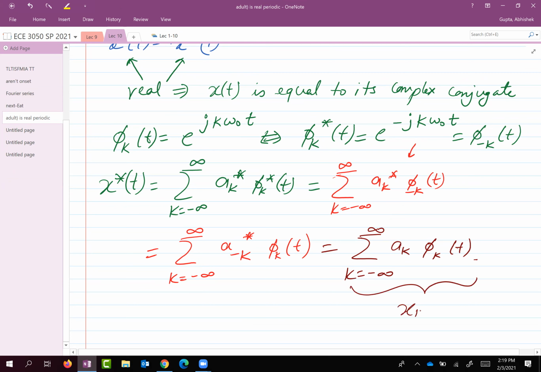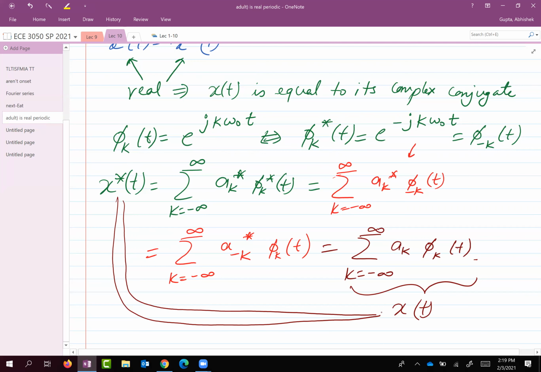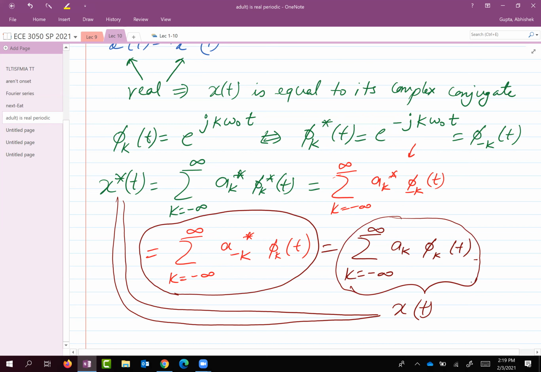This is my x(t). So I know that my x star of t and my x(t) are equal. And for x star of t, I get this expression. And I know that the expression for x(t) is given by this expression. The two expressions are going to be equal because I know that x(t) is real. So x star of t must be equal to x(t).